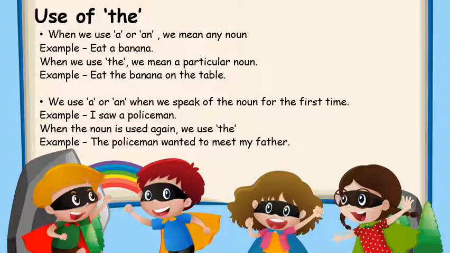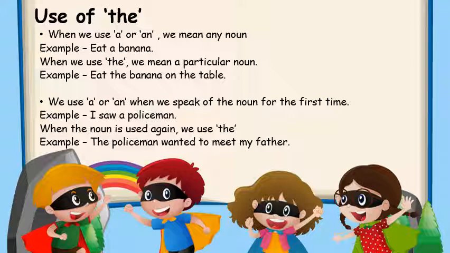Now let us go to the uses of the. Our first point is when we use a or an, we mean any noun. Just like I said before, for any noun, you can use a or an according to the vowel and consonant. Example, eat a banana. Now, when I say eat a banana, it can be any banana. It can be on the table, it can be in your bag, it can be in the shop. You can buy and eat it. You can eat any banana.